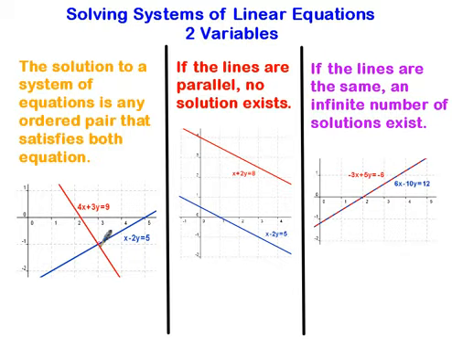So (3, -1) is the solution to that system of equations. If you took (3, -1), where 3 is your x value and -1 is your y value, and plugged them into both of these equations, you would see that it works for both. You could also have a situation where you have no solution, so your two lines are parallel and have different y-intercepts. And if your two lines were the same and lay on top of each other, you'd have an infinite number of solutions. What we're going to do is take a look at how to solve three different problems using three different methods.